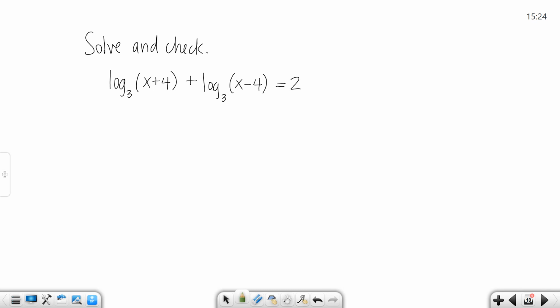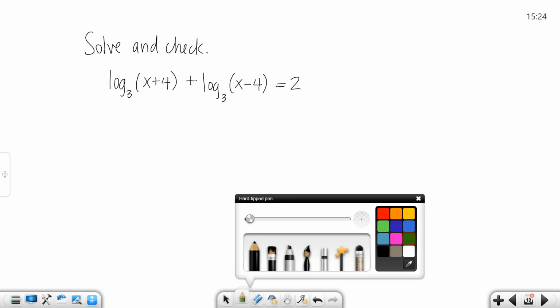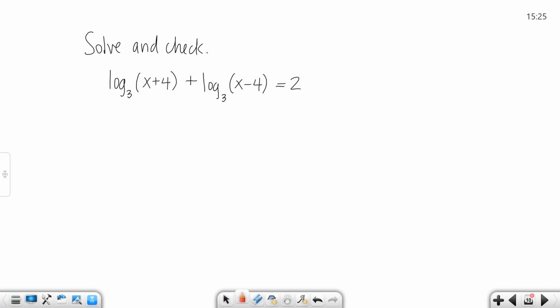Okay, so sometimes your log equations have more than one piece. If your log equations have more than one piece, what you have to do is condense them into a single log first. So you have to remember how to condense into a single log. The rule was, I have two logs right here. I can condense into a single log, so I'm going to write log base 3 and open my parentheses.